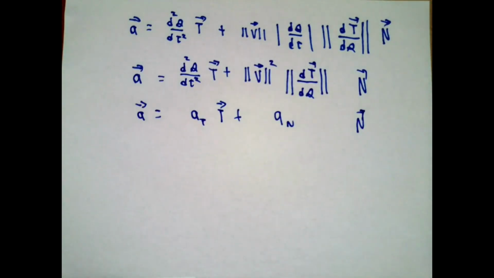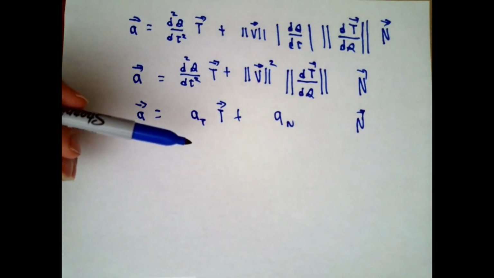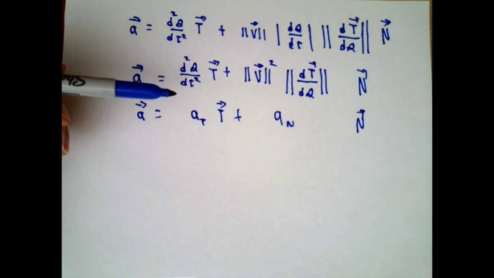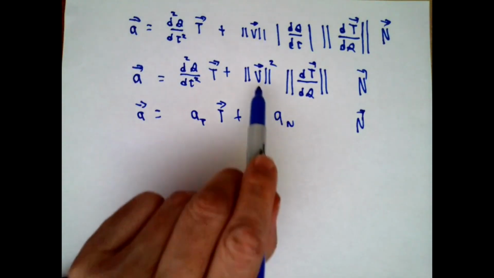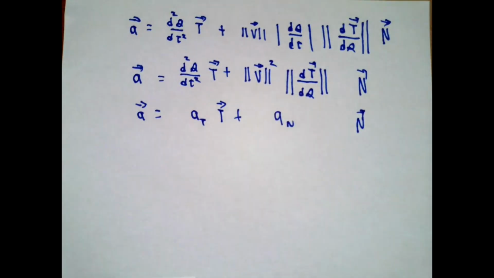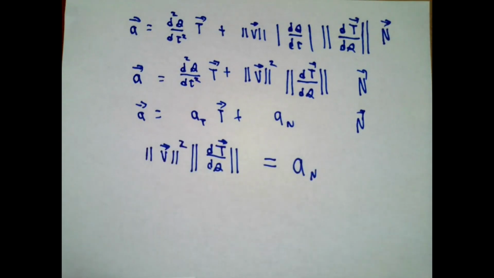But if I compare this against my original way of splitting up the acceleration vector, it must be true that the acceleration in the tangential direction is the second derivative of arc length with respect to t, which we already knew, but also the acceleration in the normal direction must equal the square of the speed multiplied by the magnitude of dT/ds. This is a very interesting formula because I know how to calculate the speed squared. That's easy. I know how to calculate a sub n. We've figured out several formulas for that. The only thing in this equation that I don't know is the magnitude of dT/ds, and that's what we're calling the curvature.